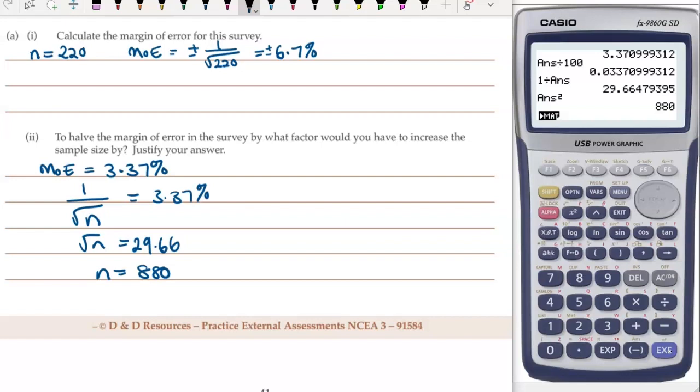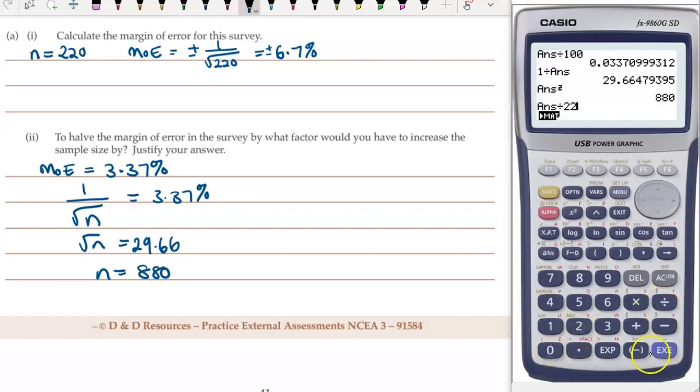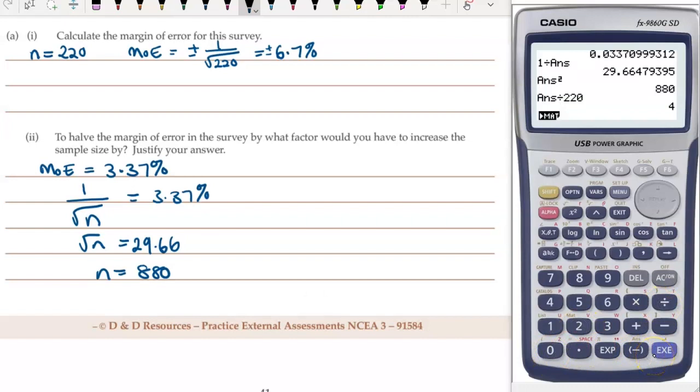So let's see, what would we have to increase the sample size by? So if we divide that by the original 220, that's 4 times bigger. And this equation just here, if you're not super confident with your algebra, you could put that into equation solver on your calculator instead.